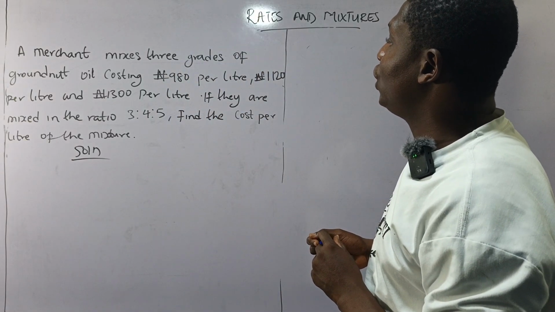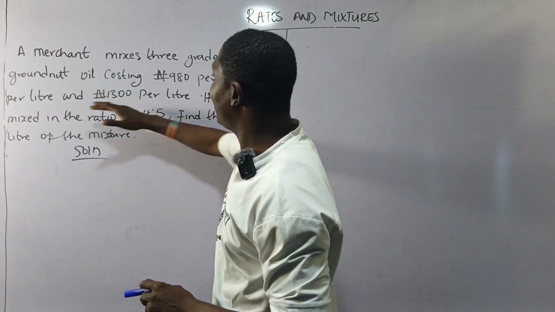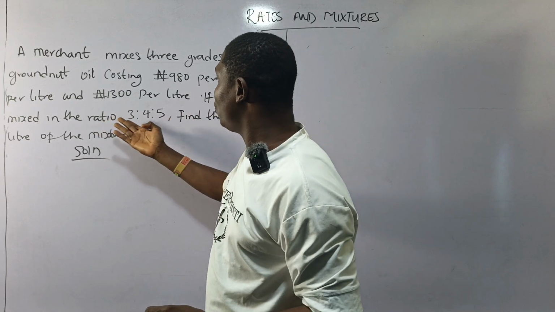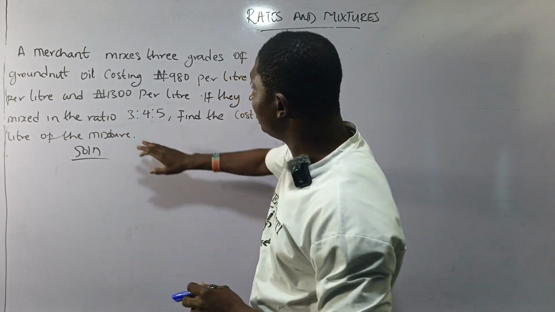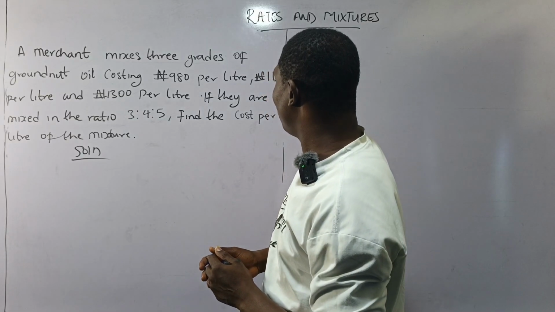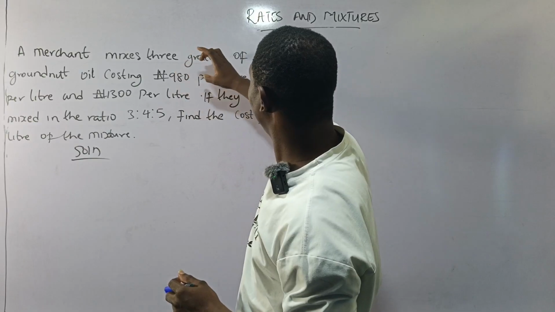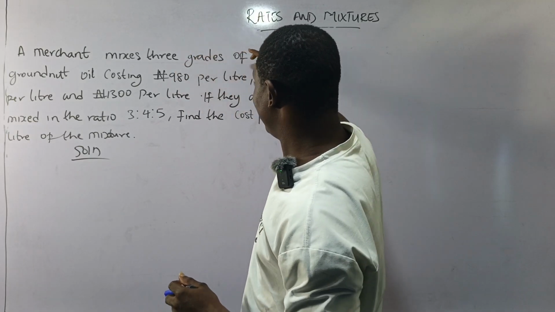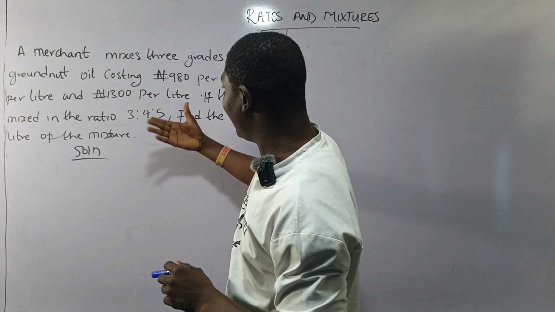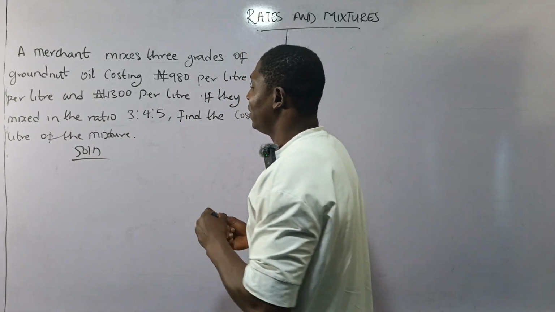Now, if you take note, this is the value per liter for 3 different grades of oil. And their ratio is 3:4:5. This ratio is taken as the quantity. Now, if we can get the total cost of all 3 different oils, we can simply add up the ratios as the quantity and divide to get the cost per liter of the mixture.